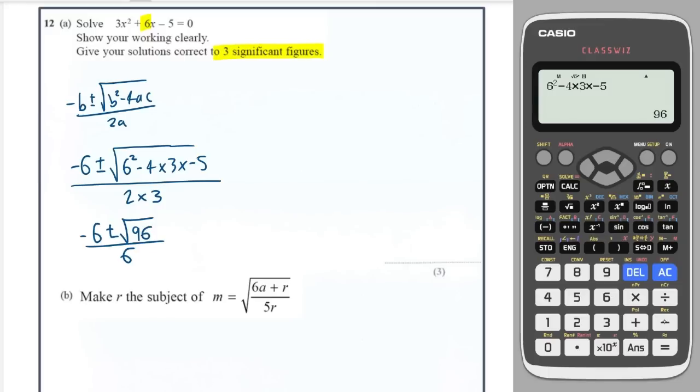Now we can type that into our calculator. Actually first, let's press the fraction button. Minus 6 plus the square root of 96 all over 6. And we get 0.633. And then we can go back into our calculator up here and change that to a minus. And we get minus 2.63.